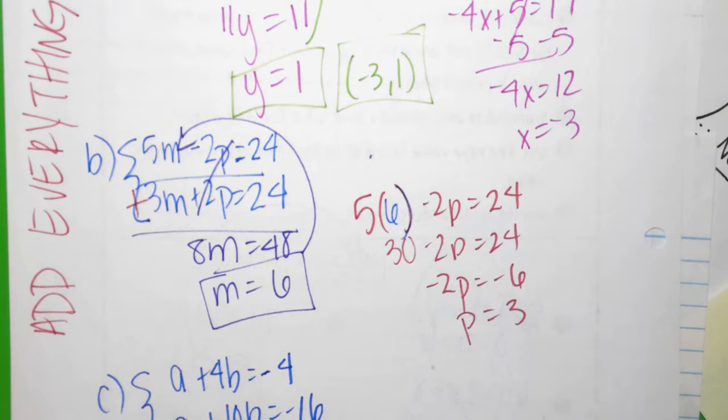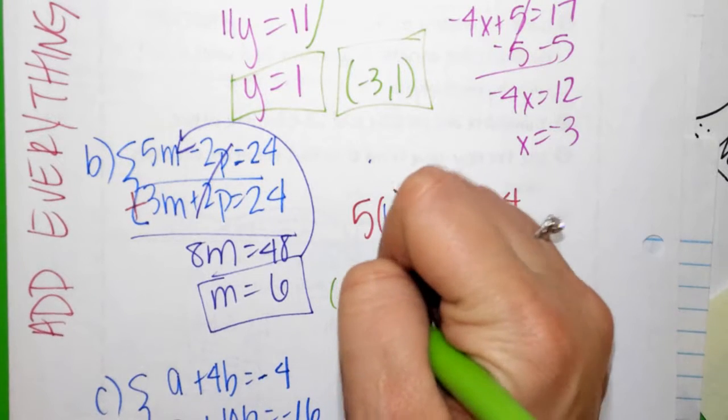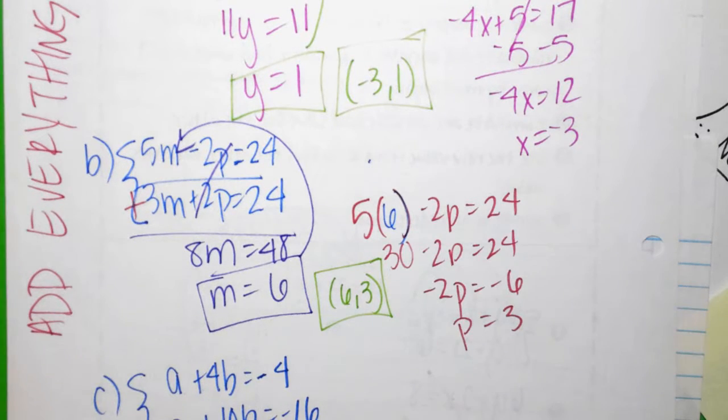All right, so if they have opposite signs, you add. If they have same signs, you subtract. So how do we write our coordinate? 6, 3. Take a point. Now, why is it 6, 3 and not 3, 6?